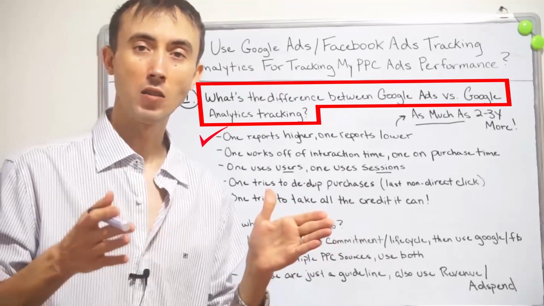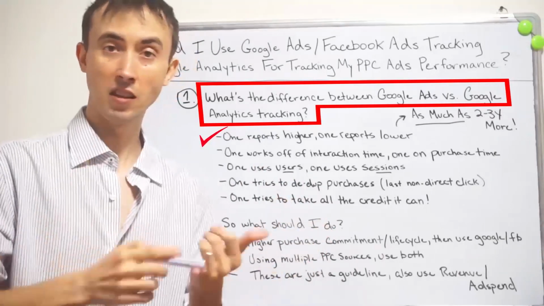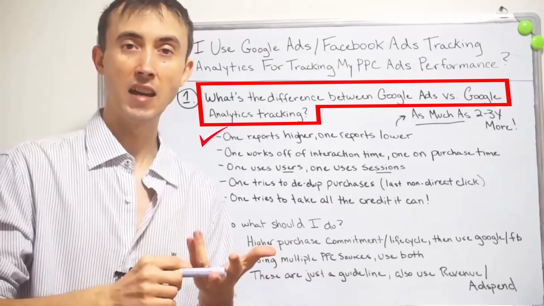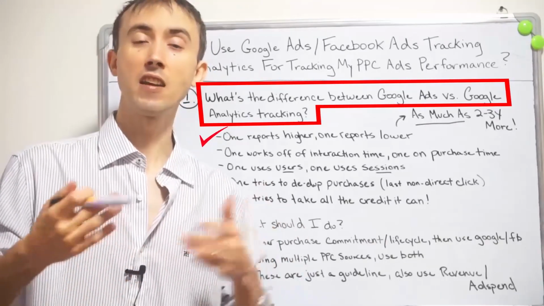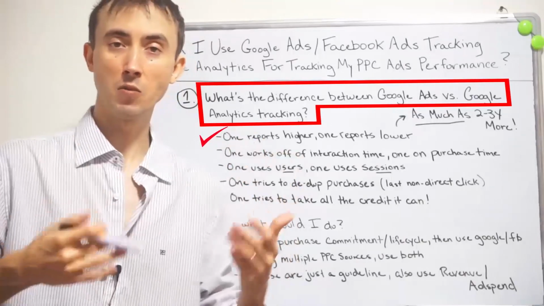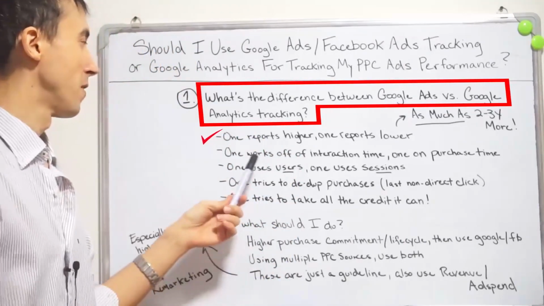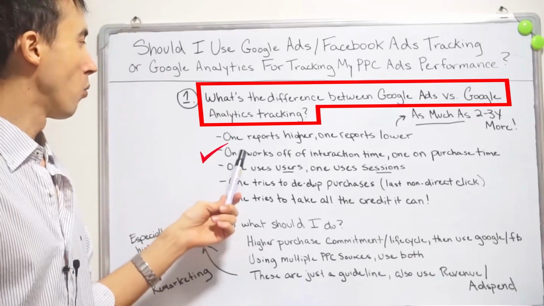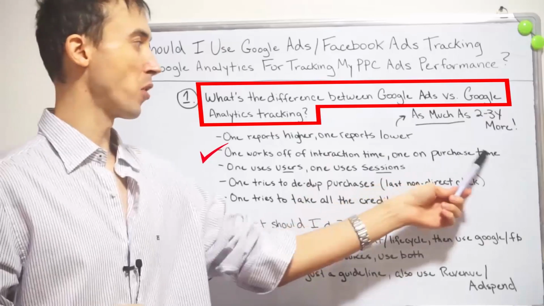And so I'll finish explaining what the differences are between Google Analytics and Google Ads, or Facebook Ads and Google Analytics, so you can see at a base level how this works, and then you can make a decision for yourself based upon that information. But moving on, one works off of interaction time, one works off of purchase time.